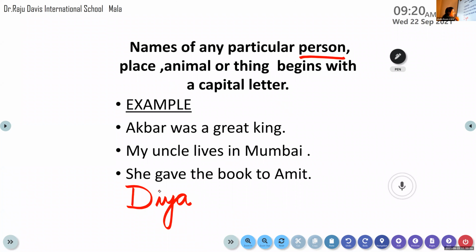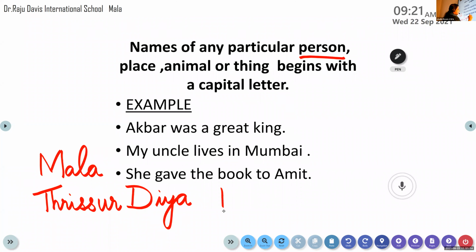Have you understood? I have to write the name of a place, Mala. So M should be written in capital letter, Mala. Similarly, Thrissur, T should be written in capital letter. Kerala is a name of a place. So K should be written in capital letter.